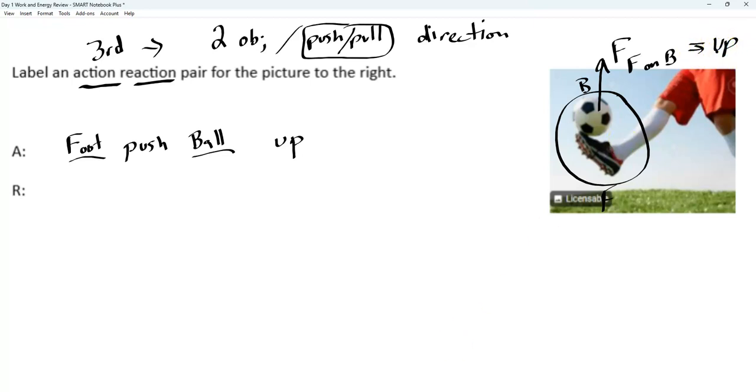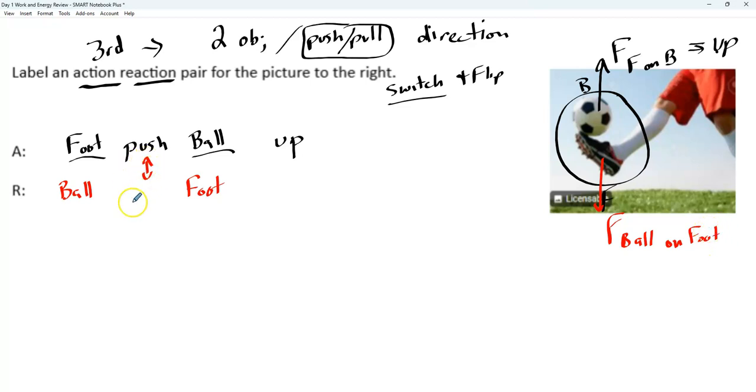And that is what I would call the action. For the reaction, all you do is switch and flip. So you're going to switch the order of the two nouns. So it would be the ball and then the foot, and the ball pushes on the foot still, because the noun is still the same noun, so it's still push. So the ball pushes the foot, and it goes the opposite direction, so that would be down.